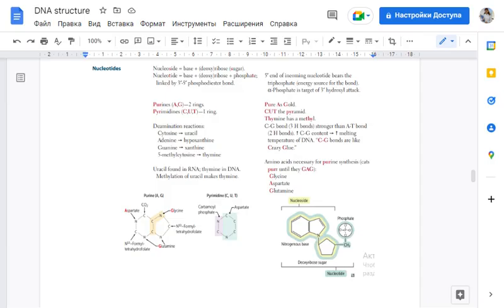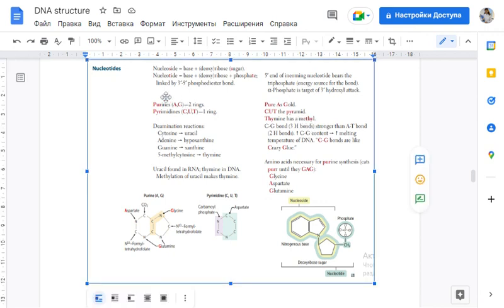Nitrogen bases are divided into purines and pyrimidines. In order to memorize which ones are purines and which are pyrimidines, we have a mnemonic in First Aid. Pure as gold stands for purines, adenine and guanine, which contain two rings, like you can see here. And pyrimidine stands for cut the pie: cytosine, uracil, and thymine, which contain only one ring.